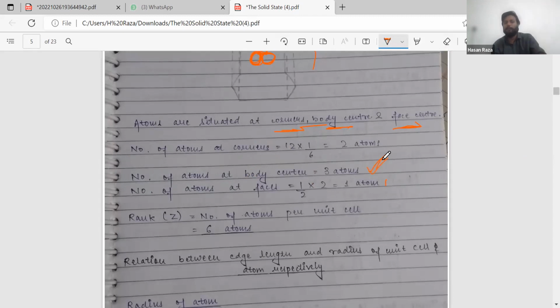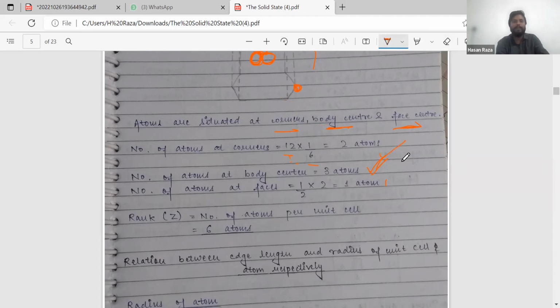Now, the number of atoms at corners. In a cube, an atom is shared by 8 cells, so we multiplied 8 by 1/8. In a hexagonal unit cell, we have 12 corners: 6 downward, 6 upward. From each corner, one atom is shared by 6 hexagonal unit cells. So it is 1/6 into 12. So due to corners, we have 2 atoms.